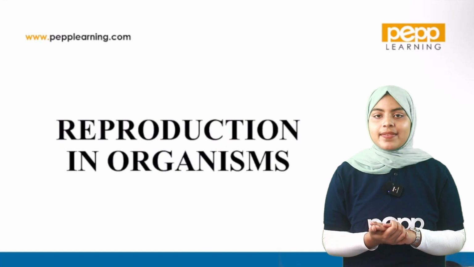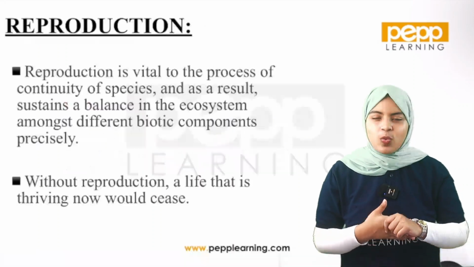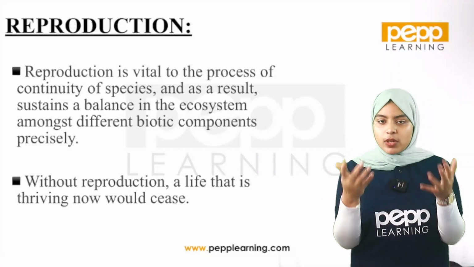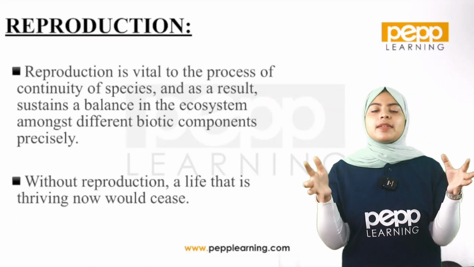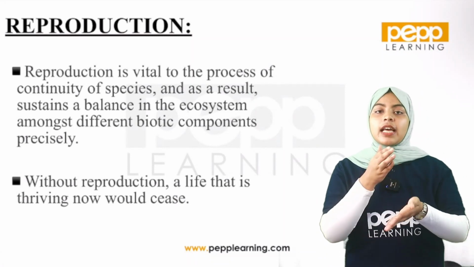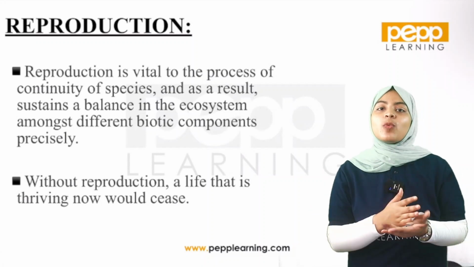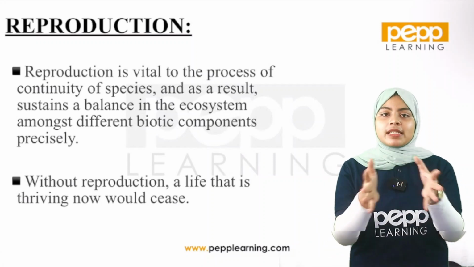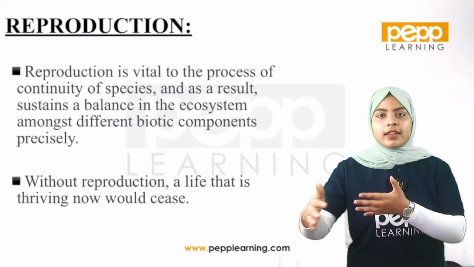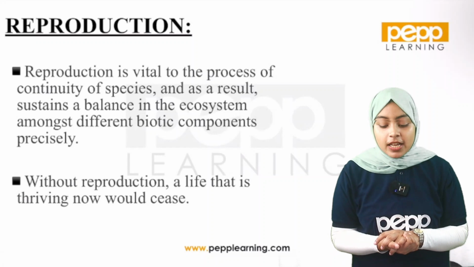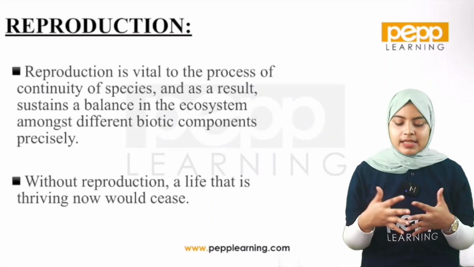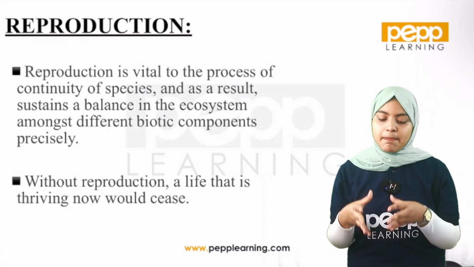So let's get started. What is actually reproduction in organisms? Reproduction is a vital process for human beings, that is, it's the continuity of species. If we need another generation after one generation, we need reproduction. Otherwise it would be a stable environment. After one generation, there is no other generation if there is no reproduction, right? So it is a vital process of continuity of species, and as a result sustains a balance in the ecosystem.